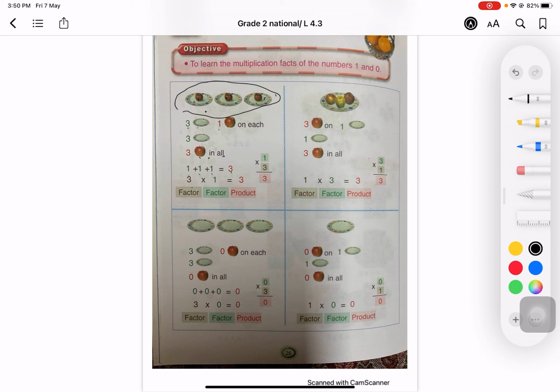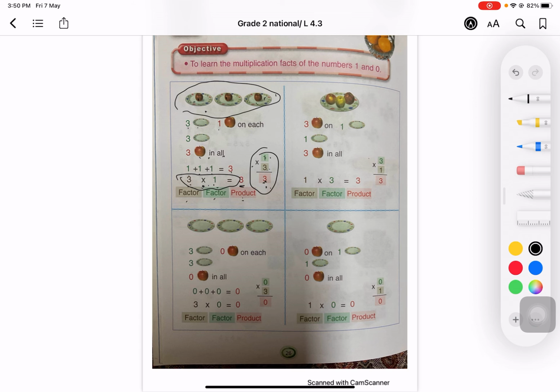So it is 3 multiply 1, the answer is 3, or 1 multiply 3, the answer is 3. These are the same. This is horizontal, this is vertical. I wrote 3 multiply 1, the answer is 3, or 1 multiply 3, the answer is 3. We call the 3 a factor, the 1 a factor, and this 3 is the product.